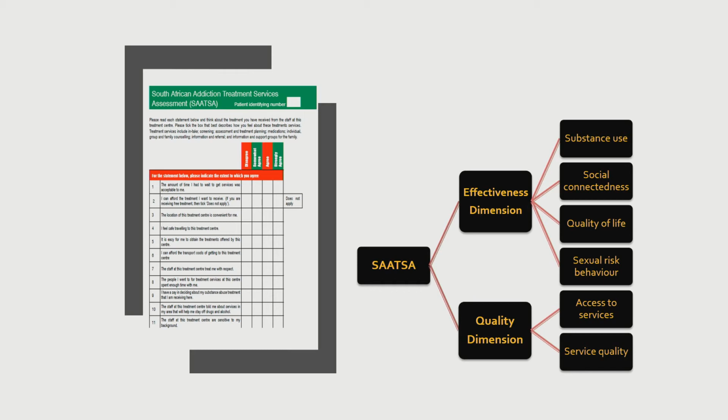So the instrument has 2 dimensions, effectiveness and quality. Within the effectiveness dimension, we assess substance use, social connectedness, quality of life, and sexual risk behavior. And then in the quality area, we assess access to services. And then we have a general quality scale that has things like staff treatment with respect, for example.